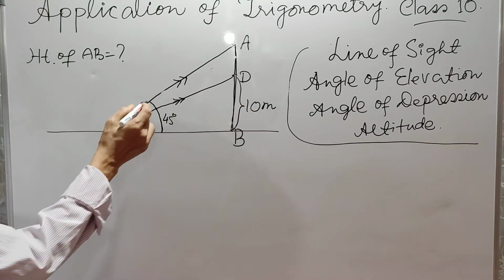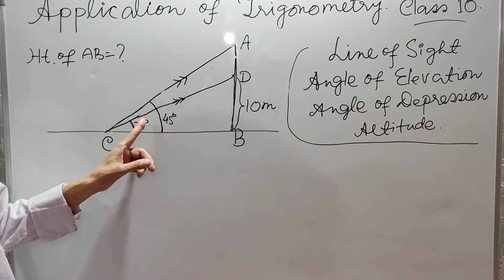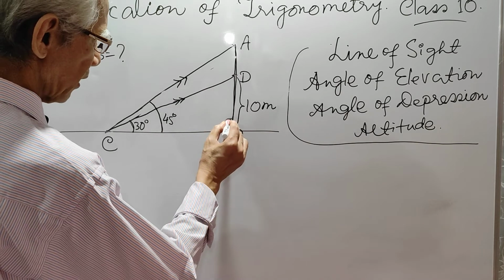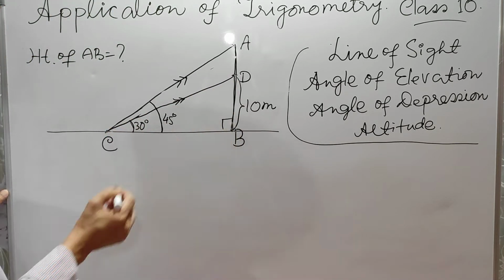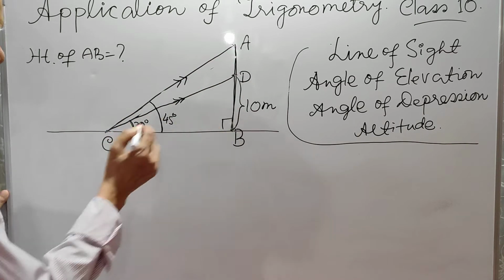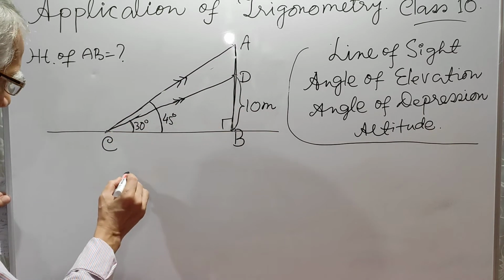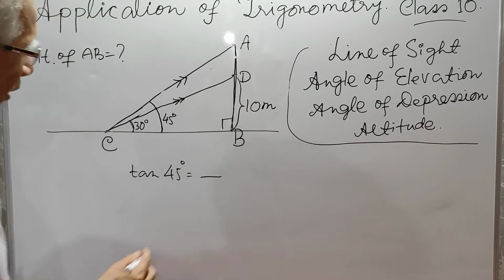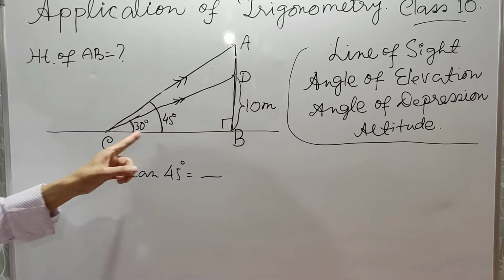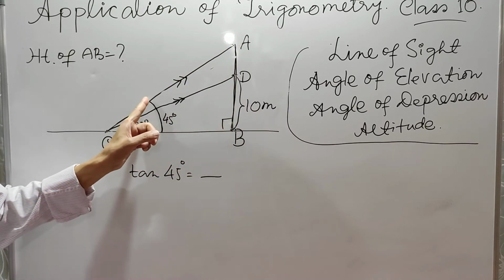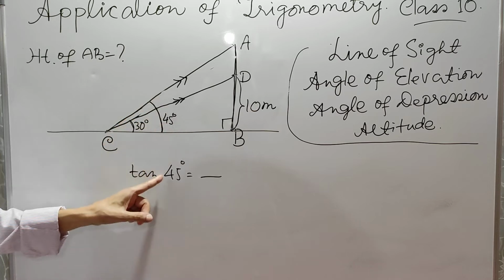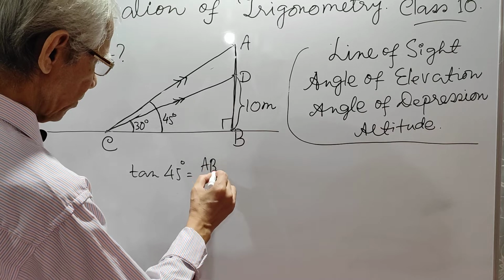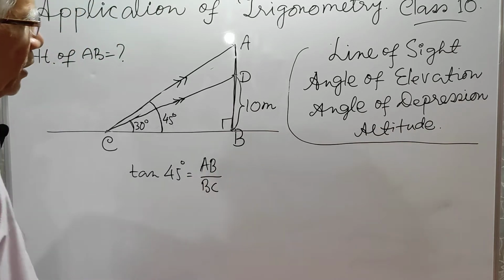Okay, now you see two angles are given, 30 degrees and 45 degrees. That means we have to use two right angle triangles. So this is a right angle triangle first. So DCB, that is one right angle triangle. Then ACB, that is the second right angle triangle. So we'll use tan 45 degrees first, let us say. Tan 45 degrees, we are using this triangle ACB. In ACB, this angle C is 45 degrees. So what is tan 45? AB by BC.